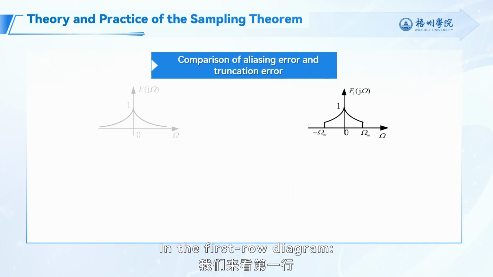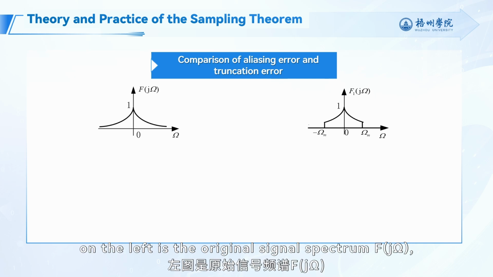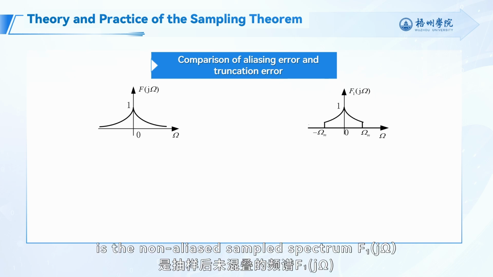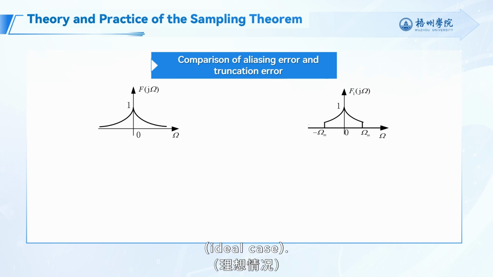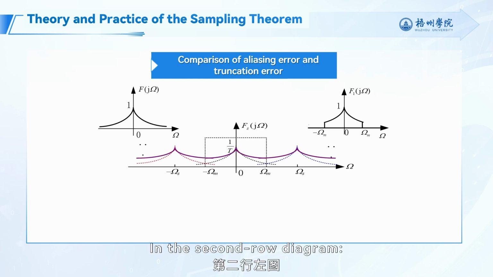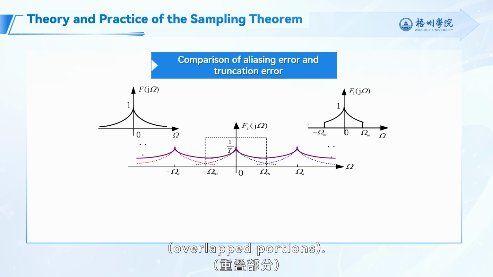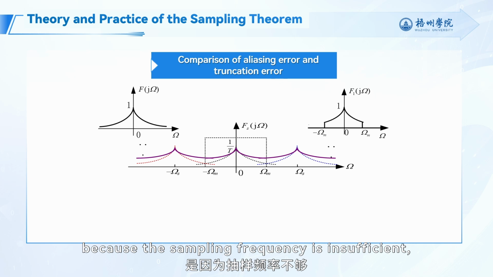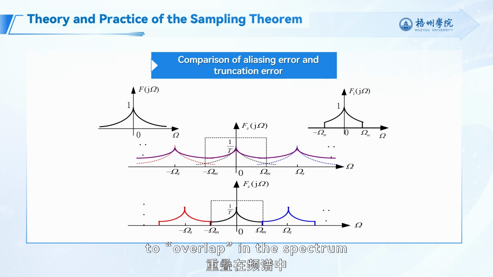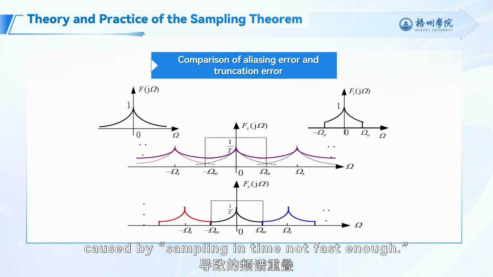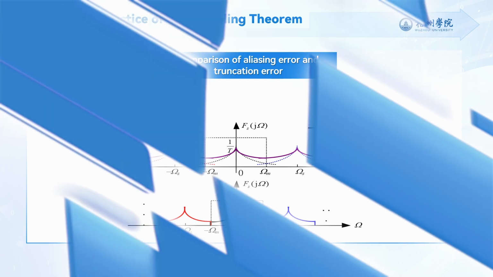In the first row diagram, on the left is the original signal spectrum F(jω), and on the right is the non-alias sampled spectrum F1(jω), the ideal case. In the second row diagram, on the left is the alias spectrum after sampling, with overlapped portions. Aliasing error occurs because the sampling frequency is insufficient, causing signals from different times to overlap in the spectrum and become indistinguishable. Simply put, aliasing is spectral overlap caused by sampling in time not fast enough.